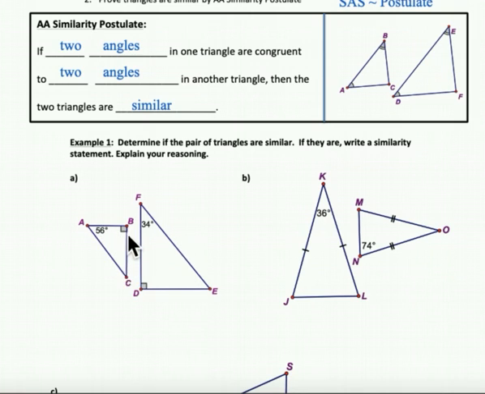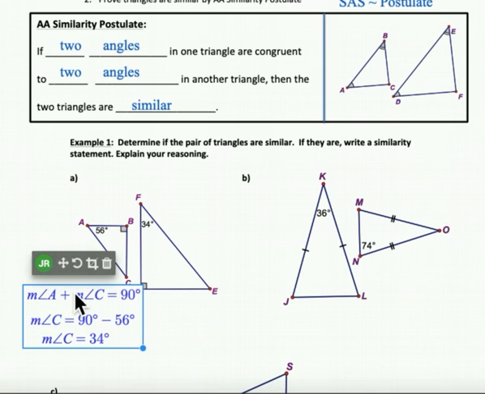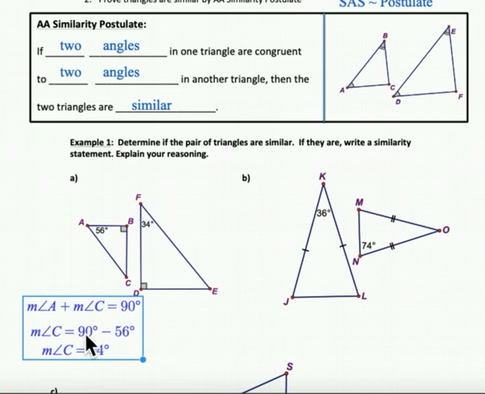In any triangle, I know that the three interior angles have to add up to 180. And since this one is already 90 degrees, we've already used up 90 degrees, then I know that these two angles together, angle A and angle C, have to add up to 90 degrees. So the measure of angle A plus the measure of angle C is going to equal 90 degrees. To find the measure of angle C now, I'm going to subtract 56 degrees from 90, and that will give me 34 degrees. So the measure of angle C is actually a 34-degree angle, meaning that it's congruent to angle F.